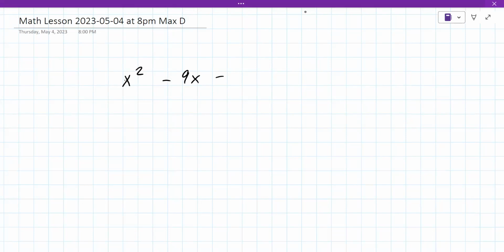Sorry, I'm really struggling here. Let's go minus 36. Okay, and it just said to factor. Could you use GCF for this one? There's no GCF. Okay. We'll get to some GCF stuff in a bit.